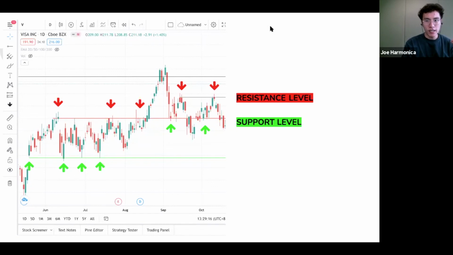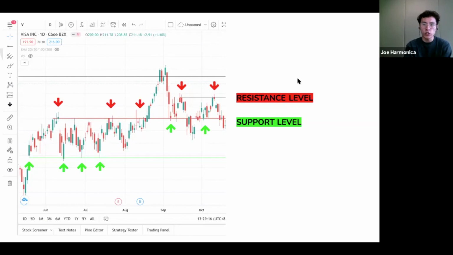To me, the more the candles touch a level, the more significant that price level is. So for example, Visa. When you look at Visa, this red line here is actually a very significant level, be it support or resistance. Whenever the candles come here, the price will either go down or go up. So this is a significant support or resistance level for Visa.